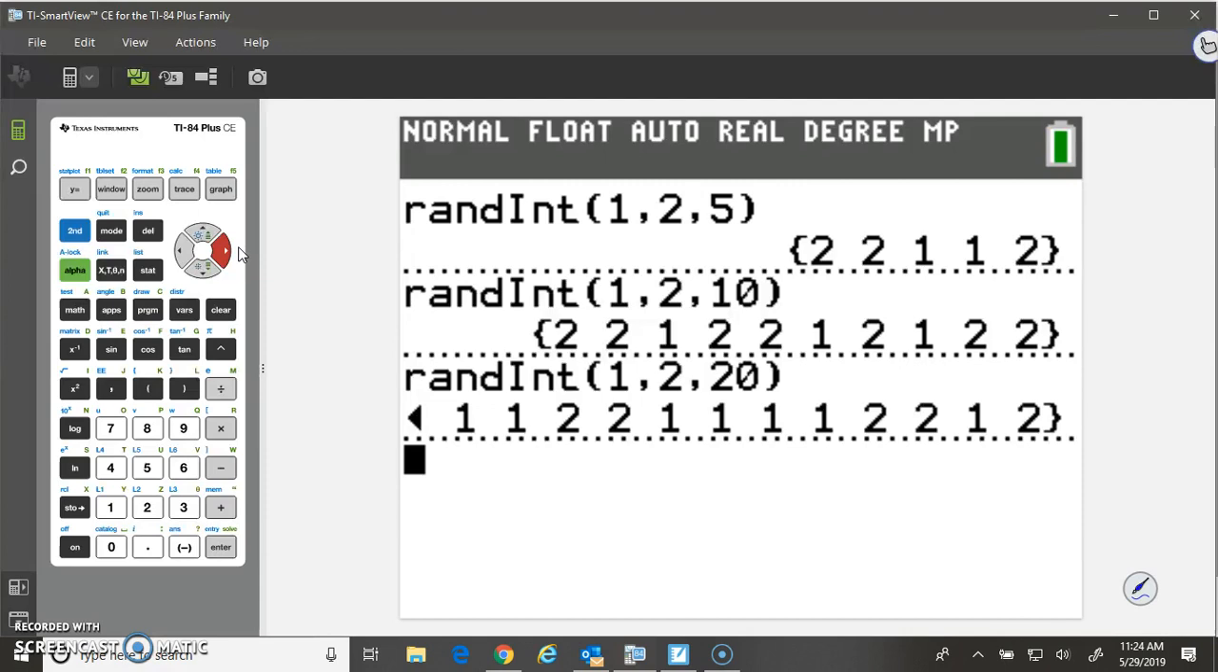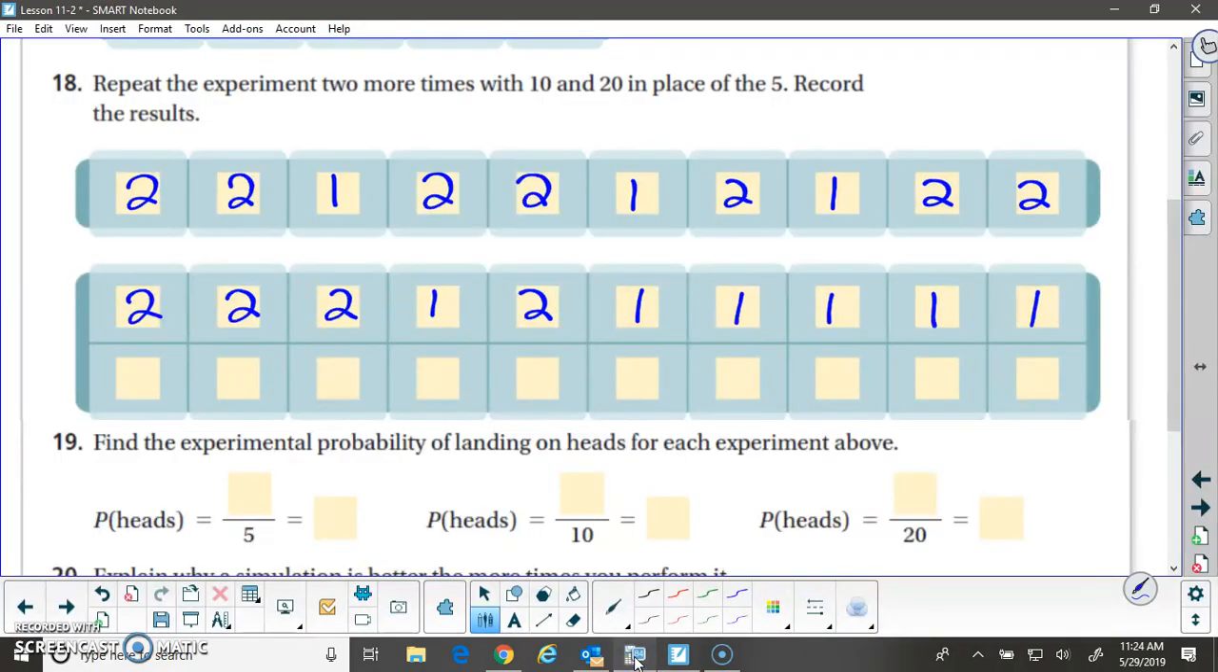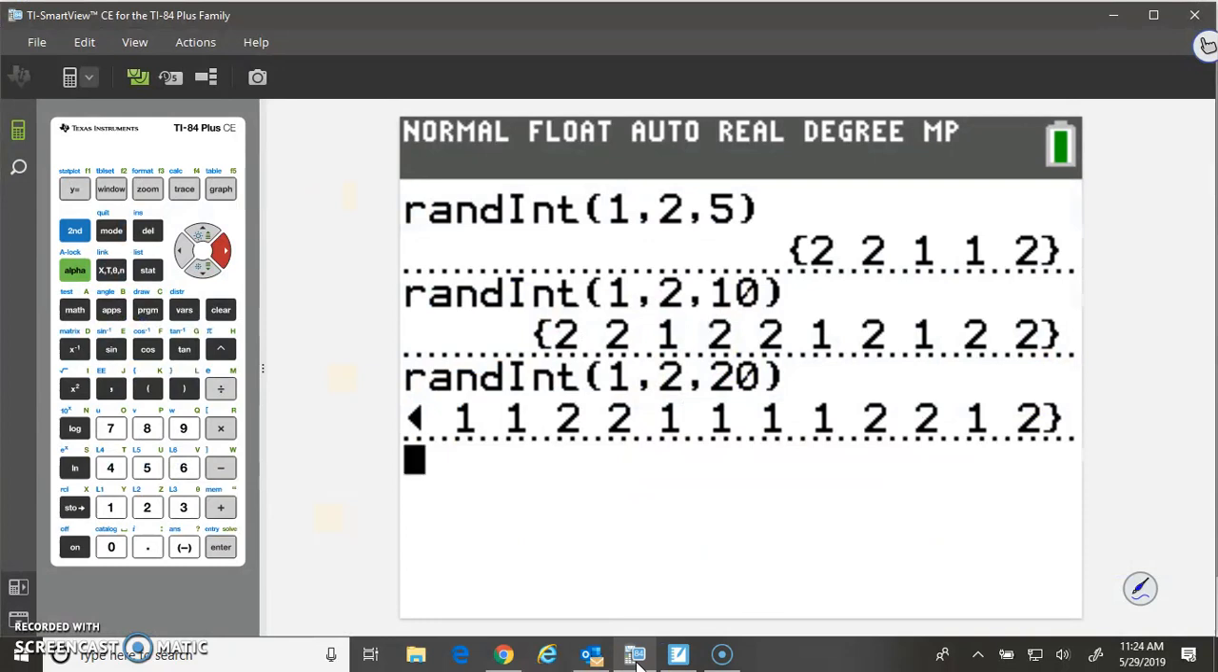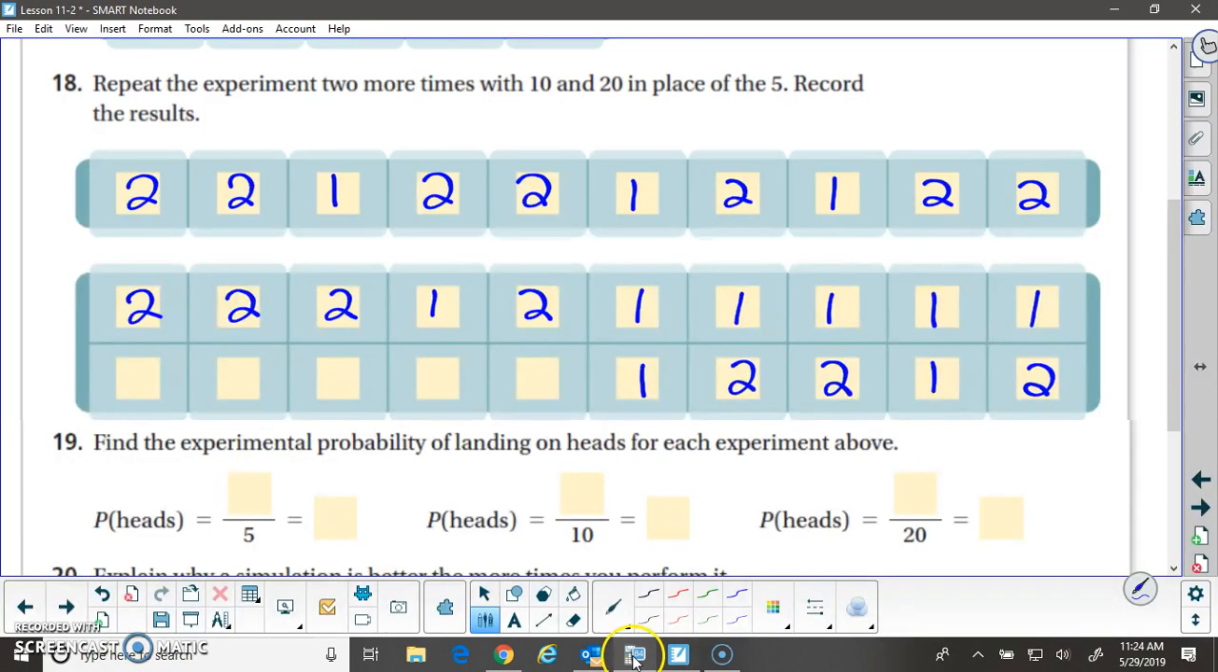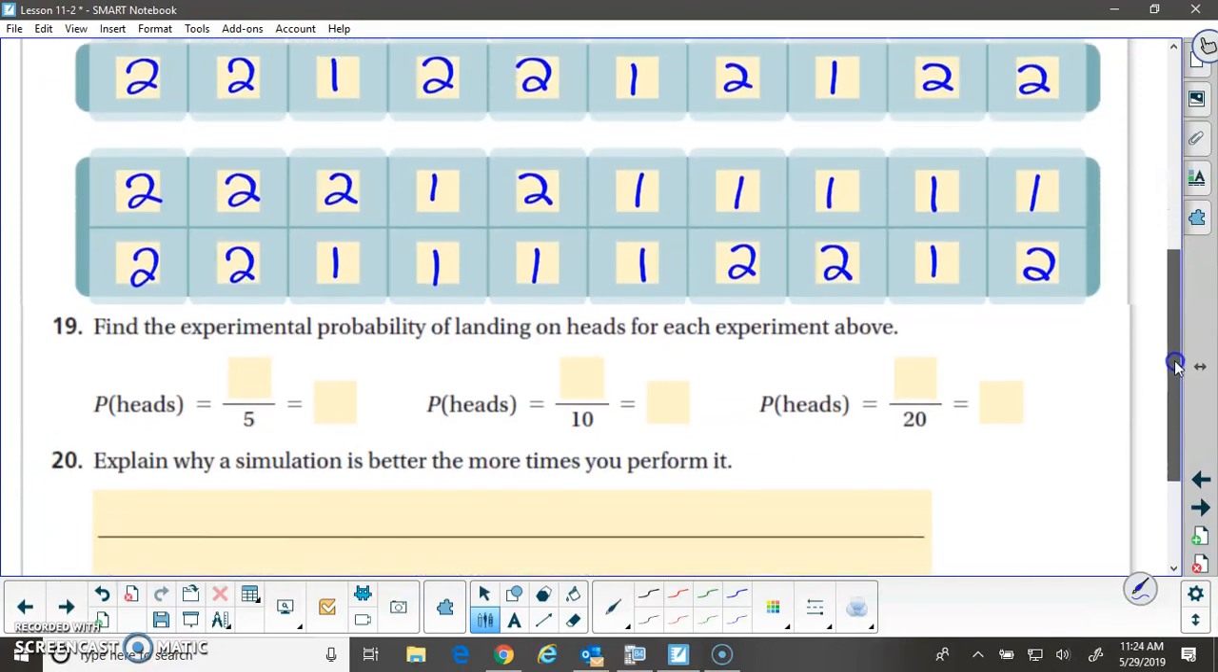So let's work backwards here. 2, 1, 2, 2, 1. And we got 1, 1, 1, 2, 2. So there's our experiment. We just conducted our experiment with our calculator.